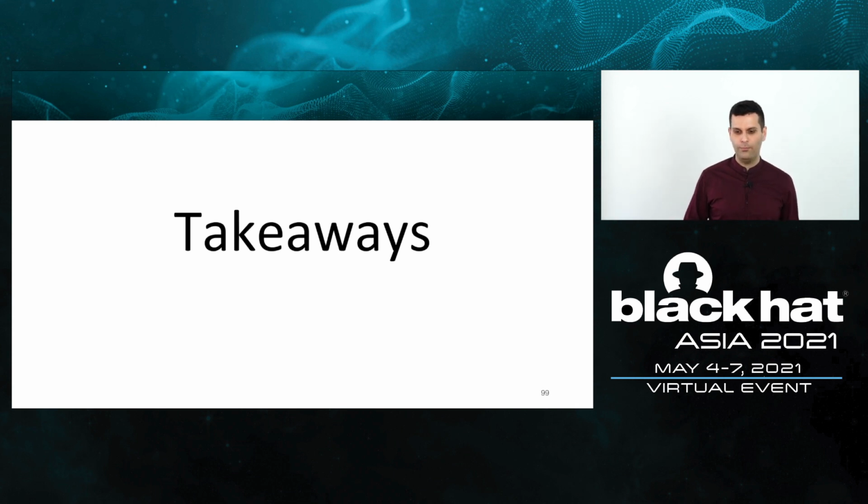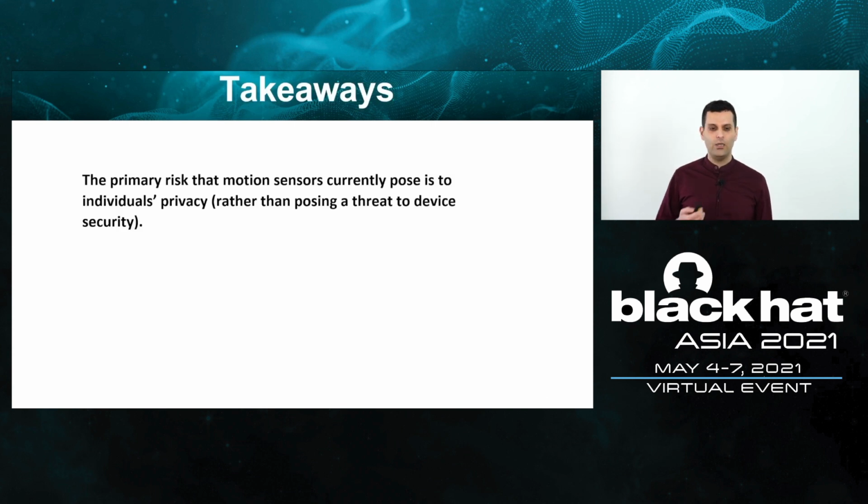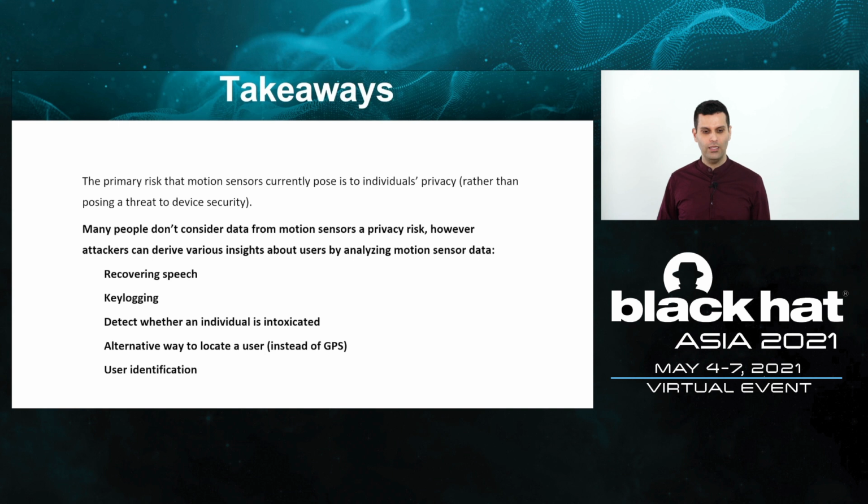Okay, so we're about to discuss the takeaways from this talk, and the first takeaway is that the primary risk that motion sensors currently pose is to individuals' privacy rather than posing a threat to device security. Many people don't consider data from motion sensors a privacy risk. However, attackers can derive various insights about users by analyzing motion sensor data, and this can be done for recovering speech, for keylogging, to detect whether an individual is intoxicated, as an alternative way to locate a user without any GPS measurement, and also for user identification.